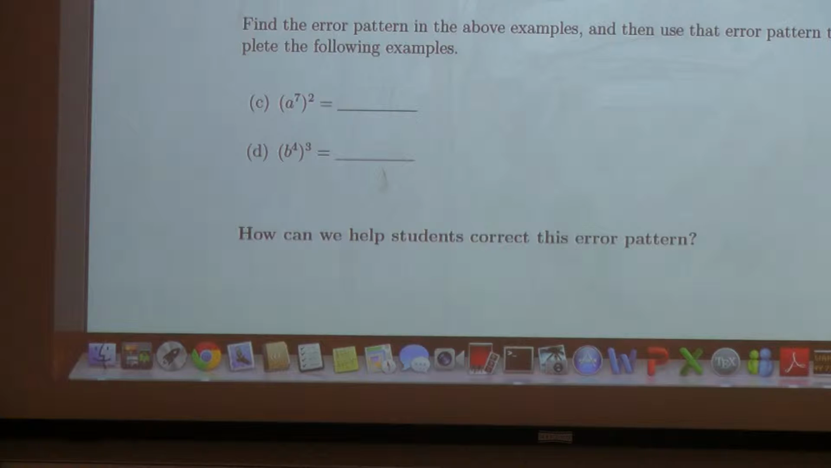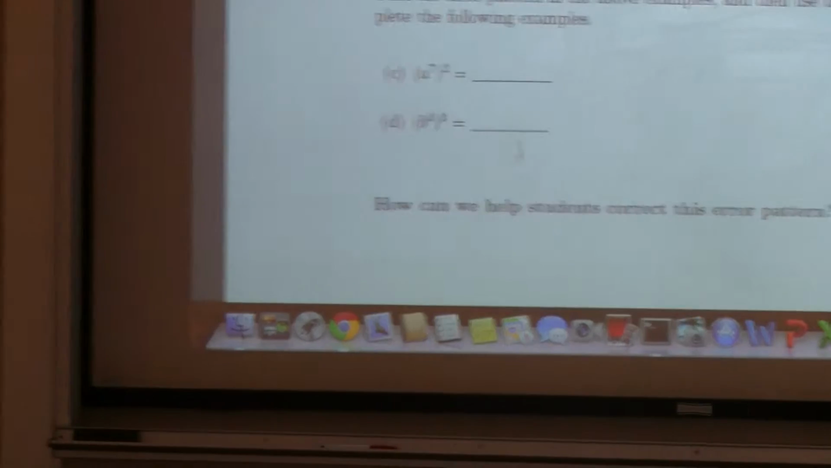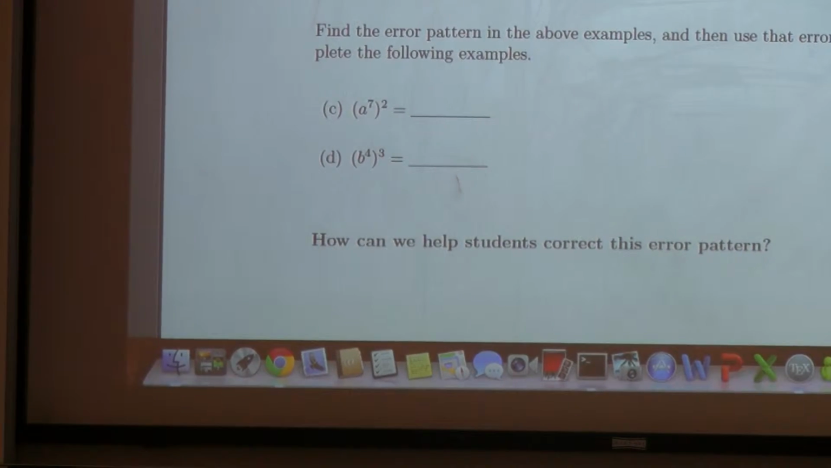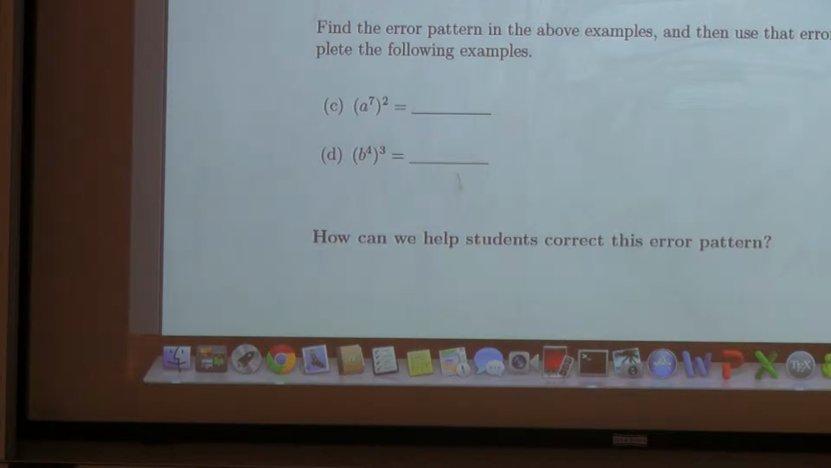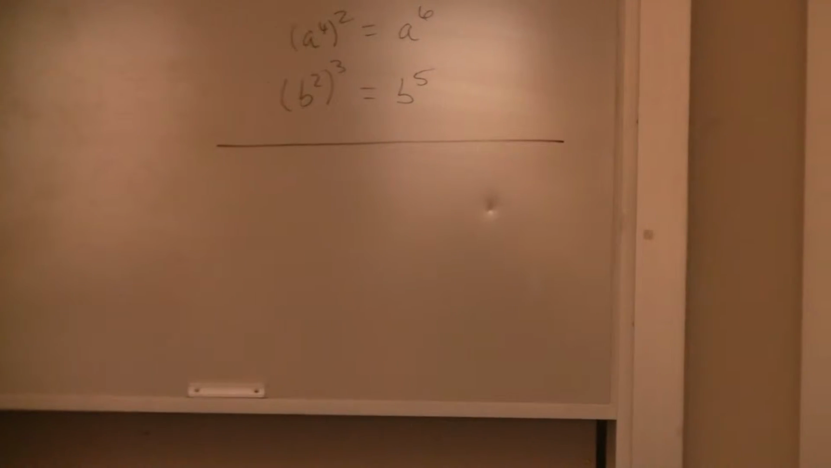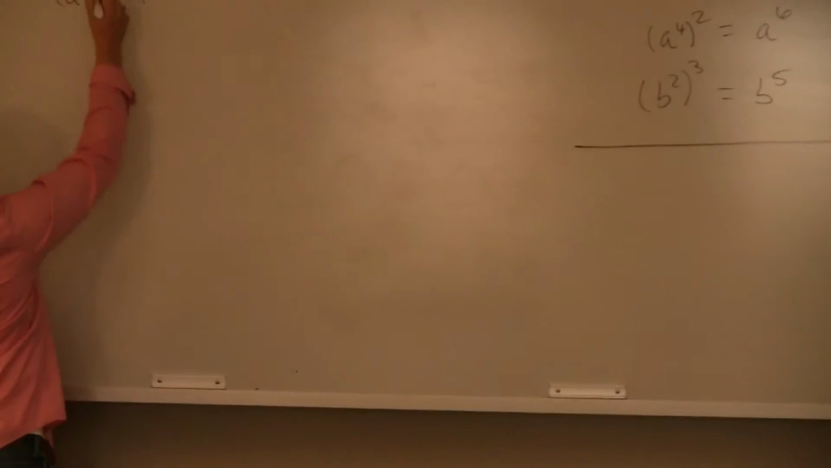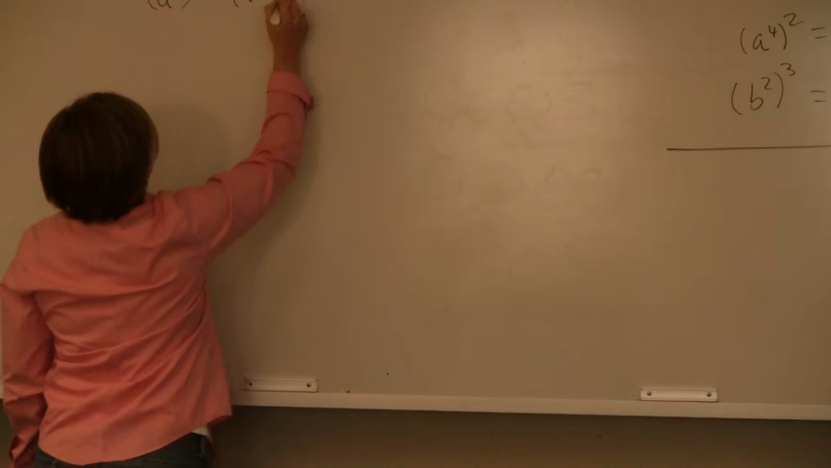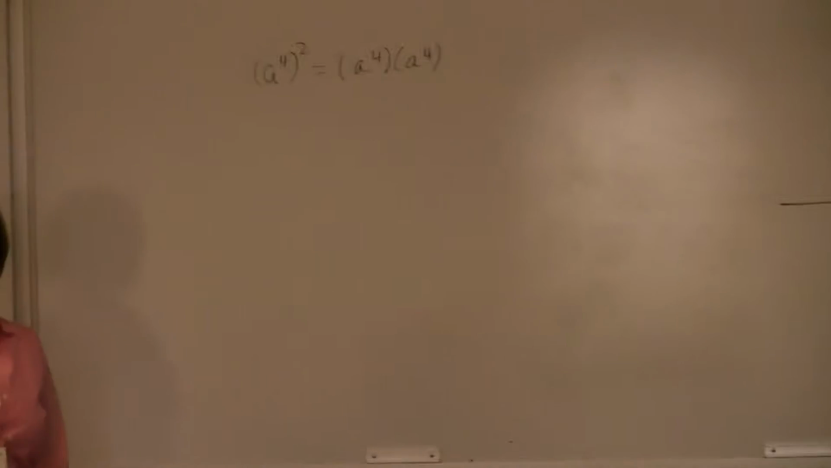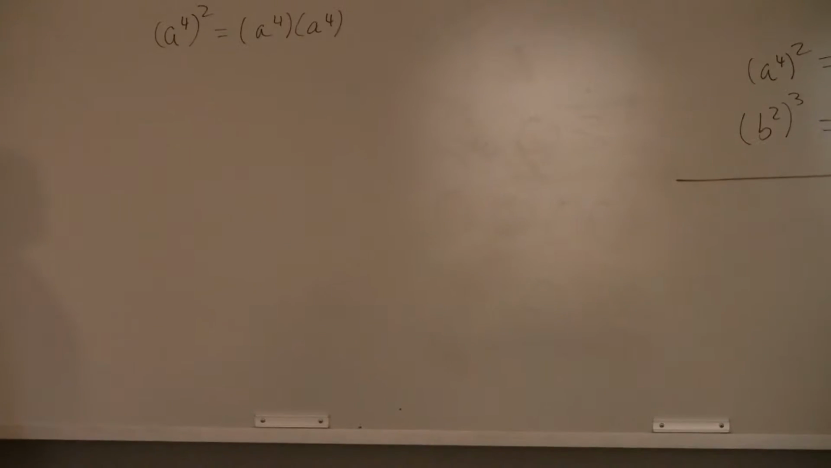So what do you do to fix that? I think it's exactly the same thing that Rich was talking about earlier. If you just pick one of these and say, okay, what is this on the left side? Well, this is the square, so do I say that's an A to the fourth times an A to the fourth? I multiply it together twice and I keep my parentheses.